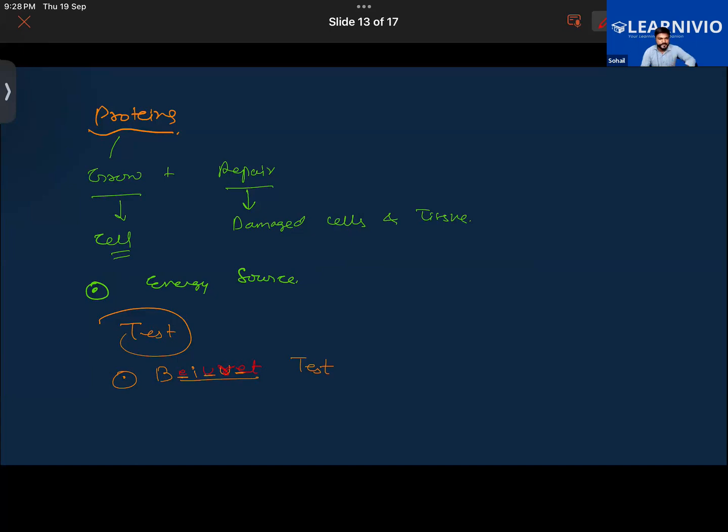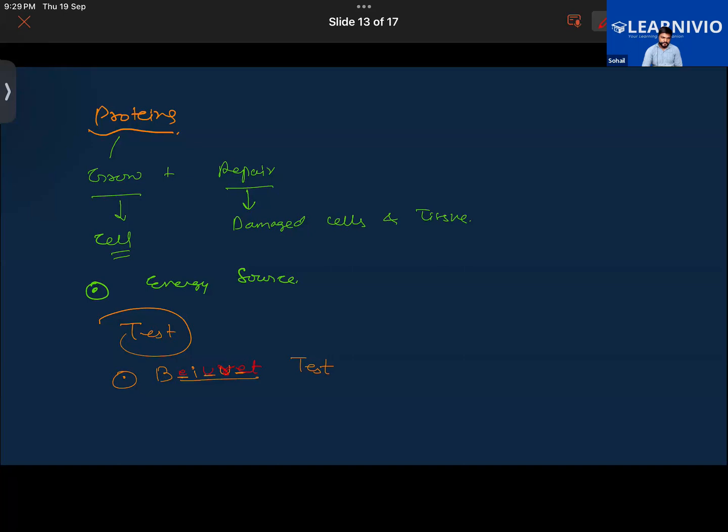Sir, vitamins are essential for our body. Let me stop you there. What are the sources of protein? There are two sources of protein: one is plant-based, and another is animal protein. So what are the examples of proteins that we get from plants and animals?